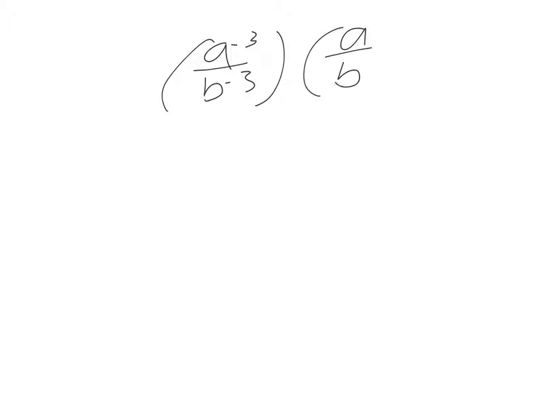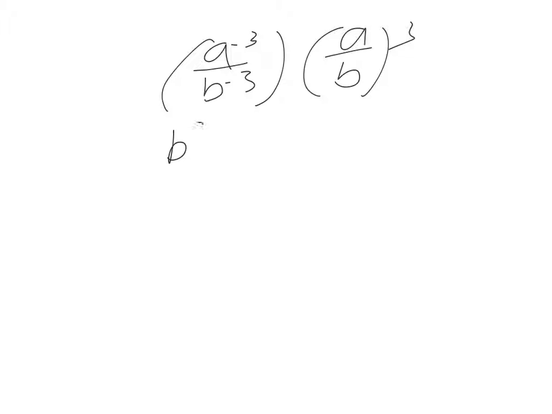Now for this next problem, we're going to have a over b, to the negative cube, times a over b cubed. Now this problem's going to really take some steps, so follow along. Since we have a negative cube, we will of course flip each, and since it's on both the numerator and denominator, we can just write the problem upside down from here.